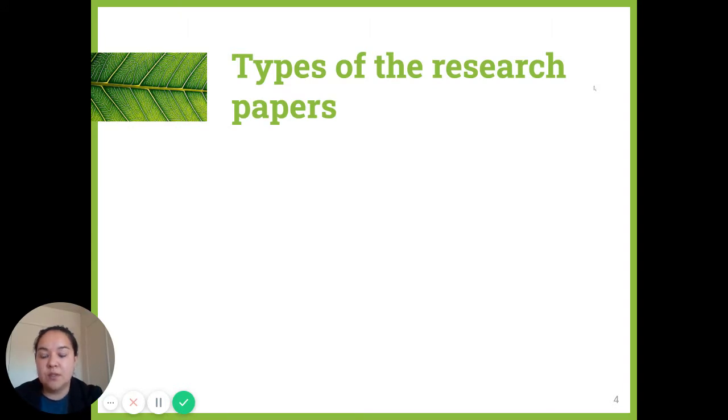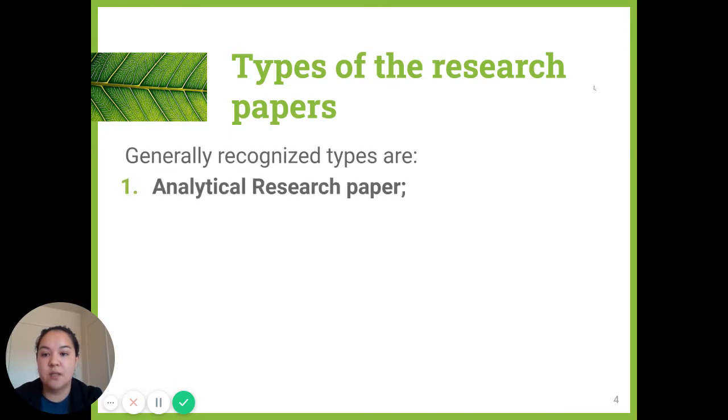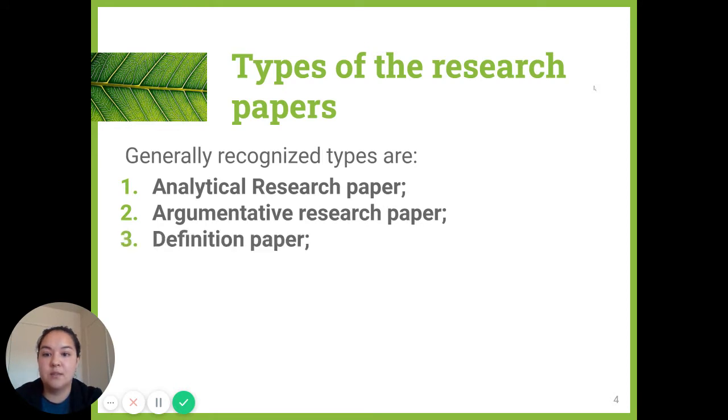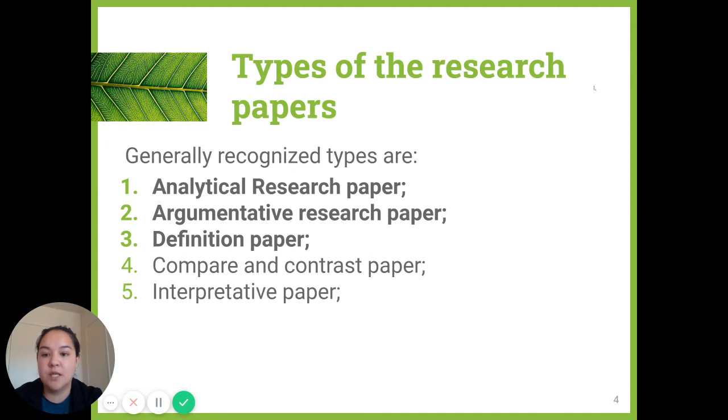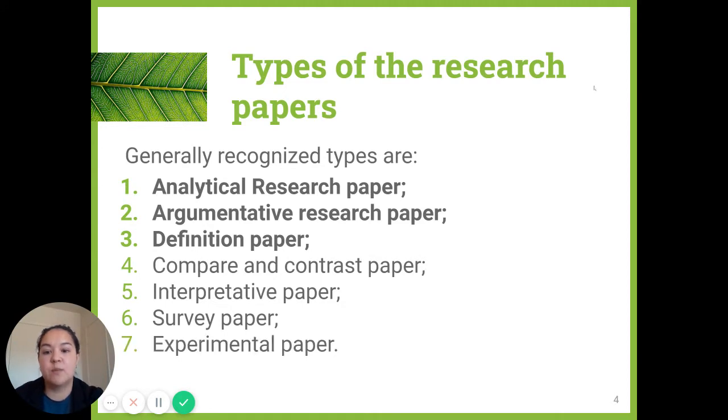There are several types of research papers. Let's take a look at them. Number 1, analytical research paper, argumentative paper, definition paper. There also are compare and contrast, interpretative paper, survey paper, experimental paper.